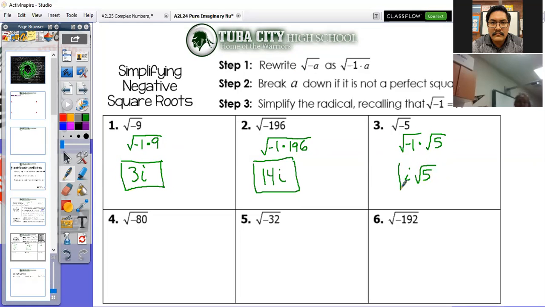And I can't do anything with the root 5 because 5 is not a square number, and I cannot break it down into any other factors that are square numbers. So that is the simplest form of the radical that we can get.